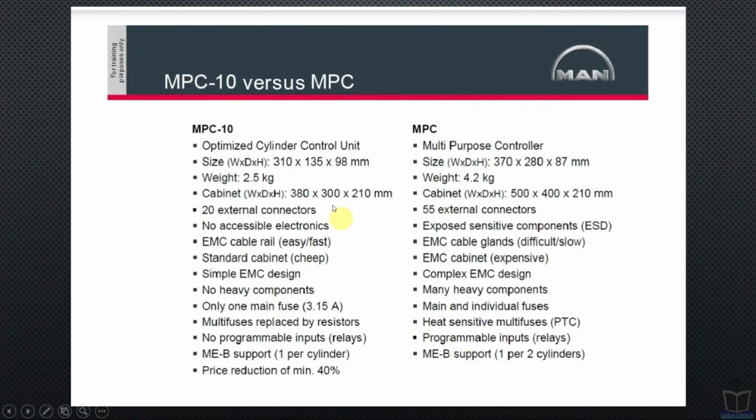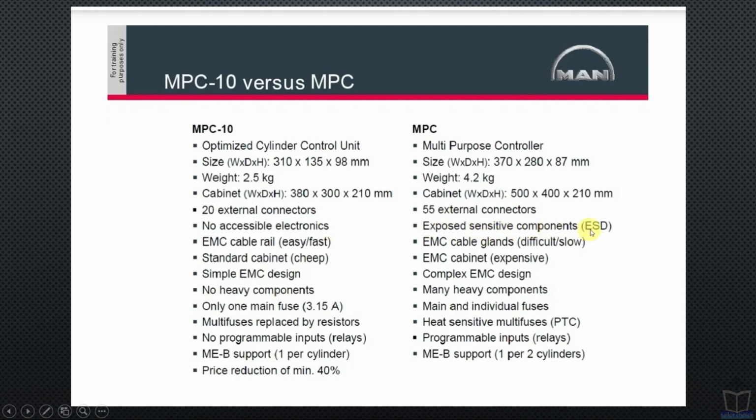Now, moving to some other differences. MPC 10 is the optimized cylinder control unit, MPC is the multi-purpose controller. Optimized cylinder control unit means this MPC 10 is used only as a CCU. It cannot be used as an ECU, EICU, SCU etc. Only CCU. But here MPC can be used as any of the parts like EICU, ECU, CCU, SCU etc. Size is this much, size is this much, weight 2.5, weight 4.2 kg, cabinet is this much, cabinet is this much. It has 20 external connectors, 55 external connectors, no accessible electronics, I have already explained.